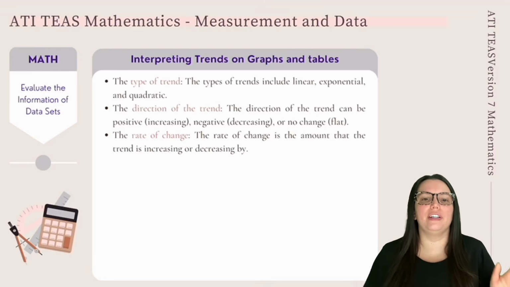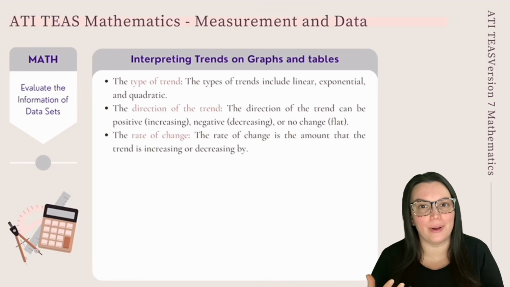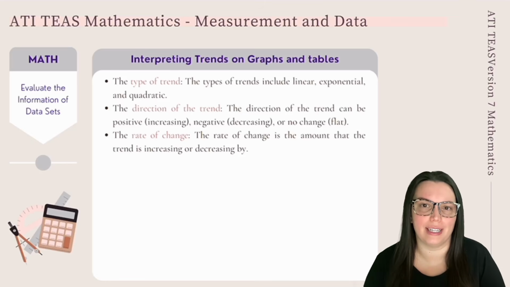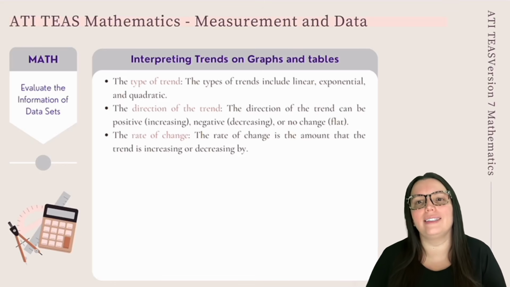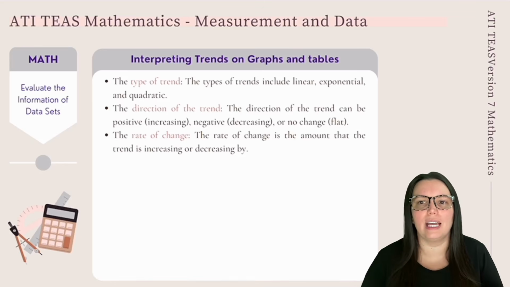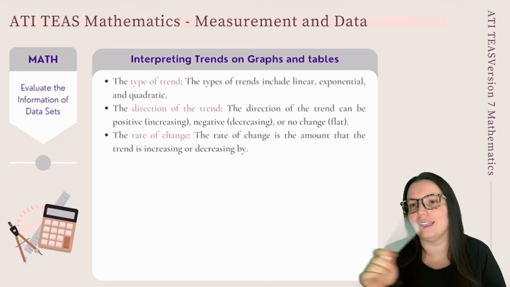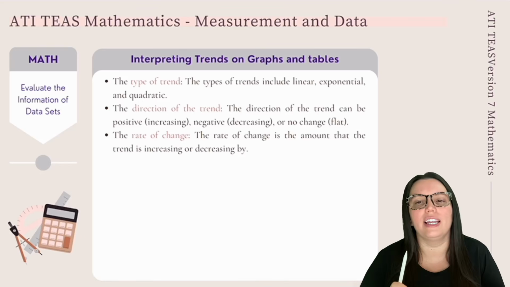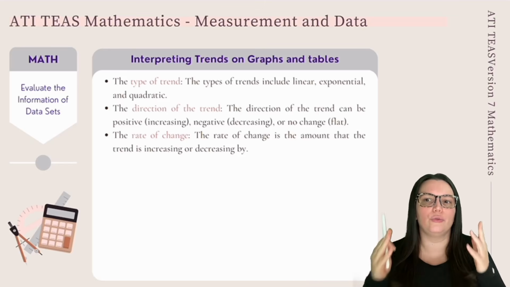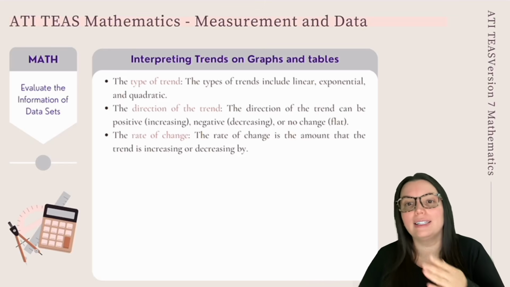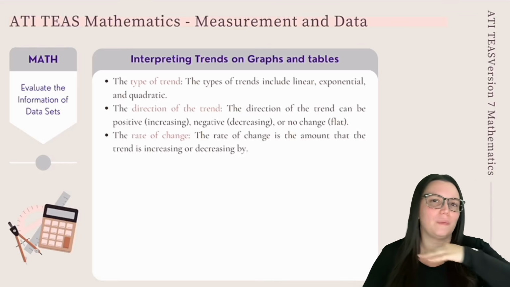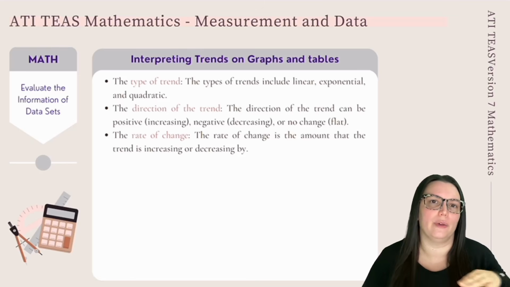So how do we interpret trends on a graph or table? We really need to look at these particular topics in order to identify trends in graphs and tables. To begin with, we look at type of trend. When looking at type of trend, it's either going to be linear, meaning a line, exponential, or quadratic. If we're looking at the direction of a trend, we're looking at the direction the trend is going. It could be positive or increasing, it could be negative or decreasing, or it could just be flat, right? There's no change happening whatsoever.